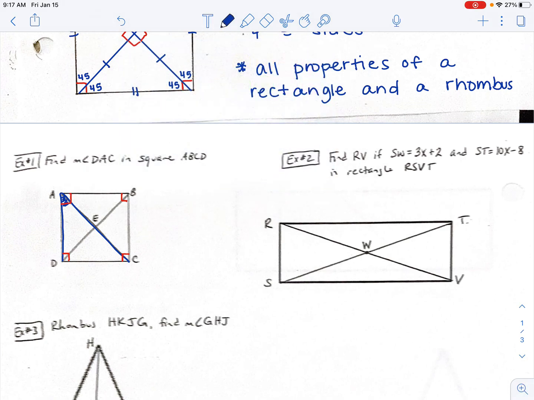Okay. And we know, since it's a square, that that diagonal is actually cutting that angle in half. So we know that this angle is actually going to be 45 degrees. So the measurement of angle DAC is 45 degrees.